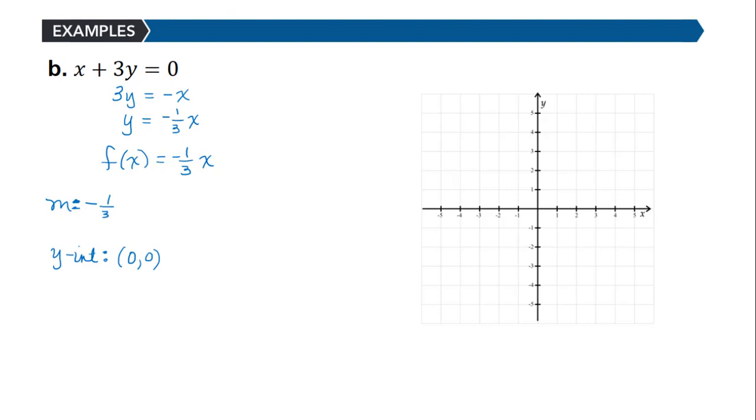To plot this graph, we will begin at the y-intercept of 0, 0. The slope of negative 1/3 tells us we're going to rise by negative 1 and run by 3. That is, we go down 1 unit and right 3 units, which takes us to 3, negative 1. If you want to, you could go up 1 unit and left 3, because that is equivalent to the slope, which is negative 3, 1. So then drawing the graph through those points gives us the graph of the line.